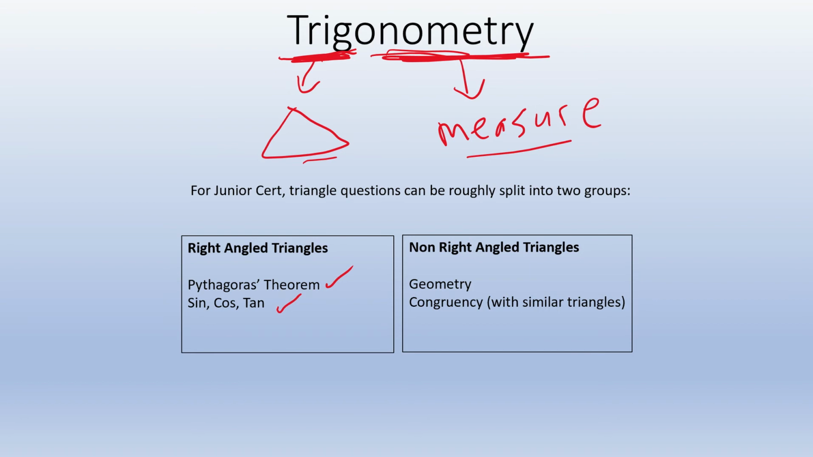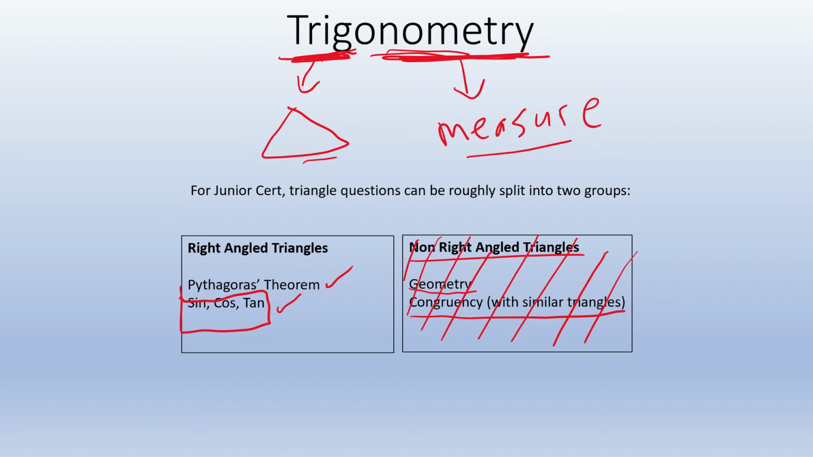I suppose just to touch on your non-right angle triangles, so most of your scalene triangles, most of your isosceles triangles, we'll cover those in geometry, and also when we look at congruency with similar triangles. And we haven't had a look at that yet. I will be doing videos on those in a little bit, but for now I'm going to put lines through those. All we're dealing with today are right angle triangles, and especially, I don't want to put a line through that because that's what we're looking at, especially sine, cos and tan.